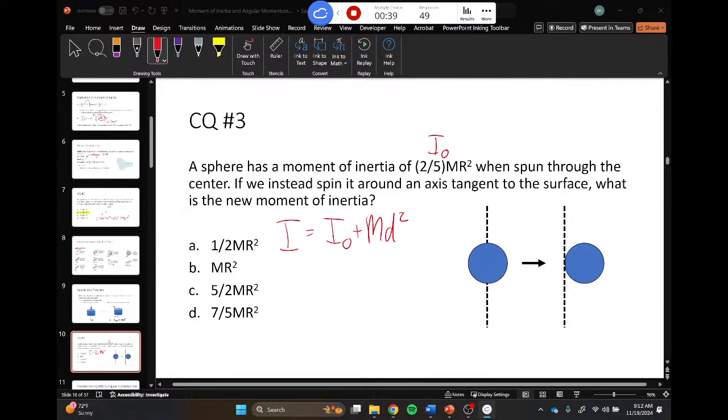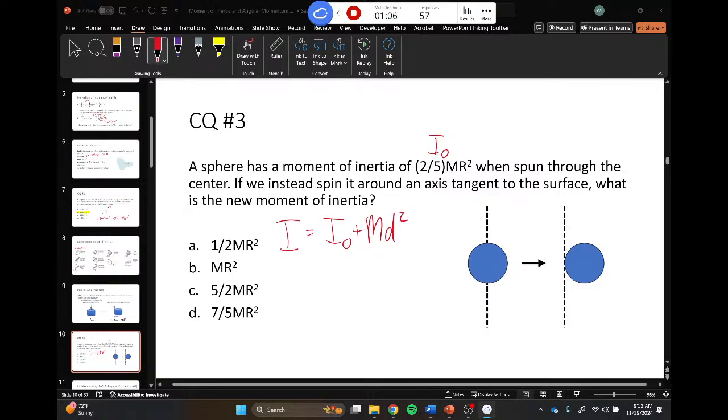This is the axis of rotation, and it gets shifted over here with the axis of rotation. How much did the axis of rotation get shifted? Is it half r or the full radius? The full radius. So you should replace d with the full radius, r, and plug in the calculation.